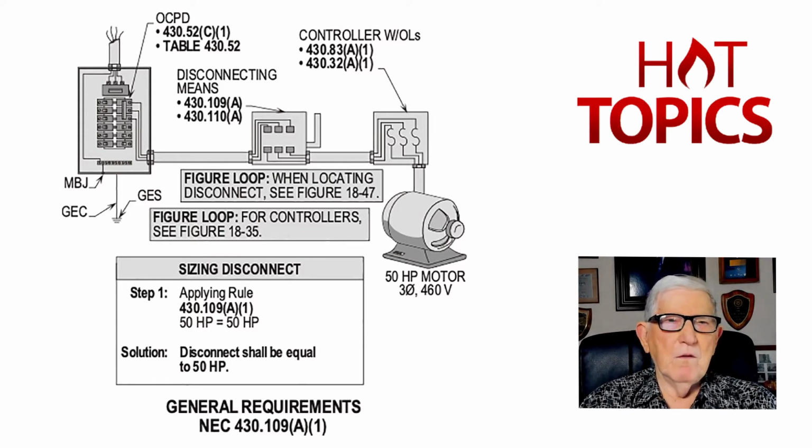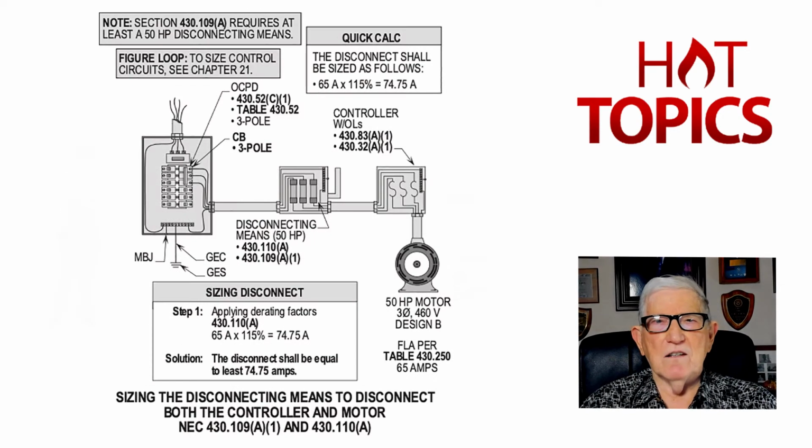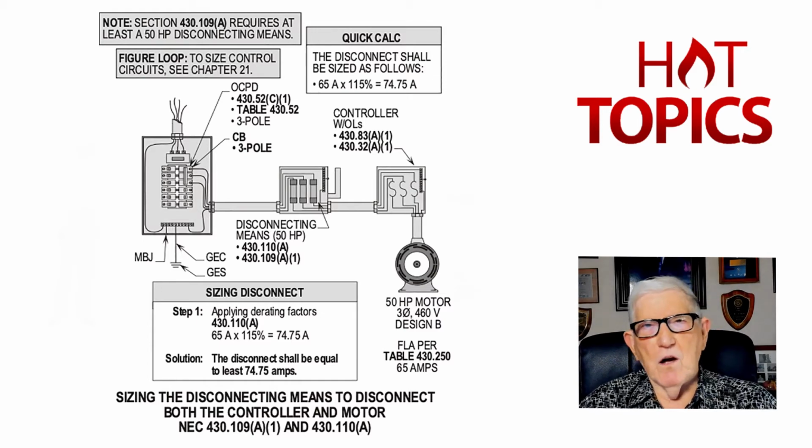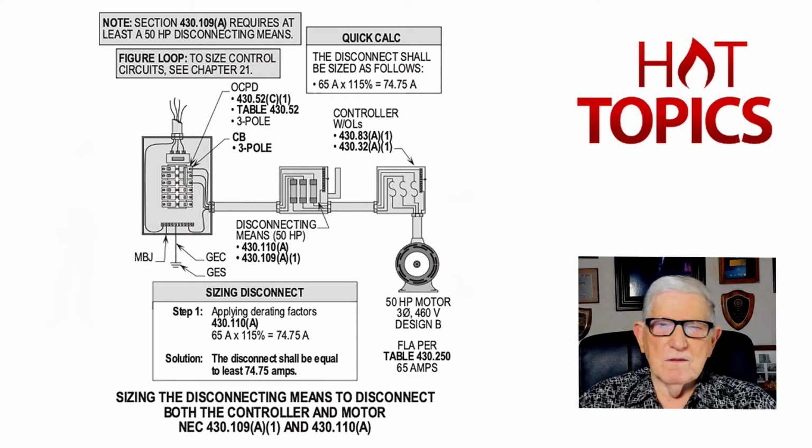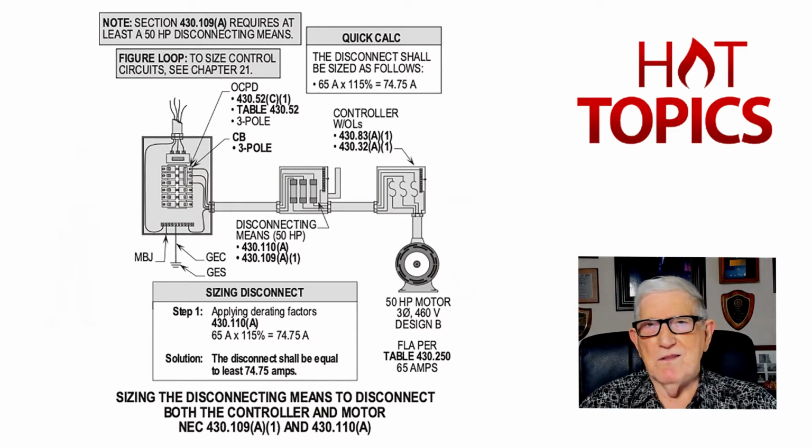430.109A1. Now we're going to go to our second illustration that we want to review, and notice that is 430.109A1 as well as 430.110A. And now we're just basically taking the full load current of the motor and increasing it by 115%, as you see in step 1, and sizing the disconnect in the boxed in information.